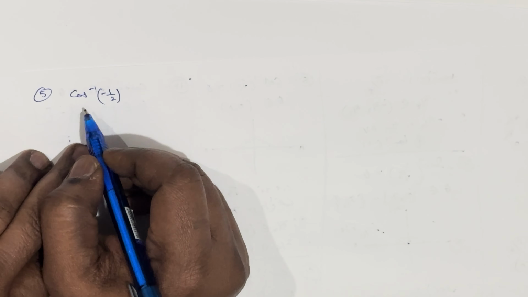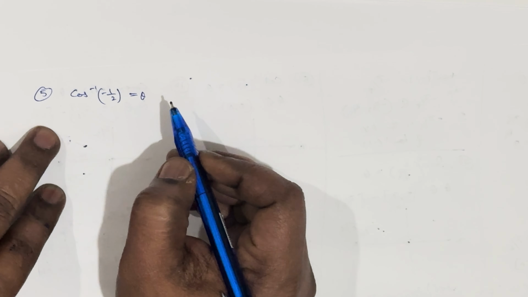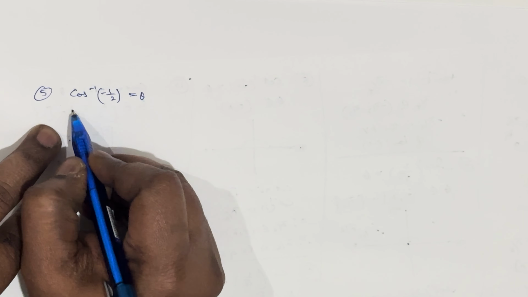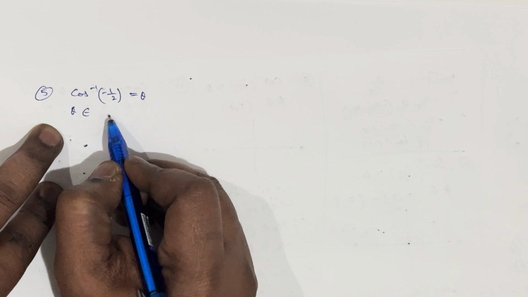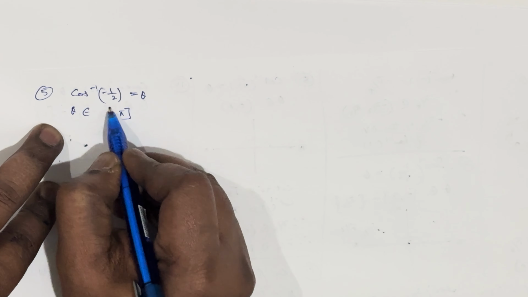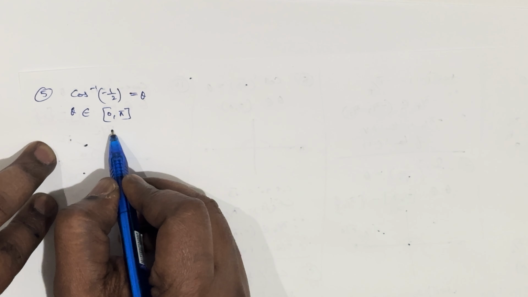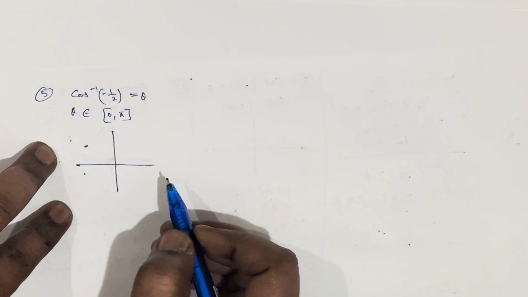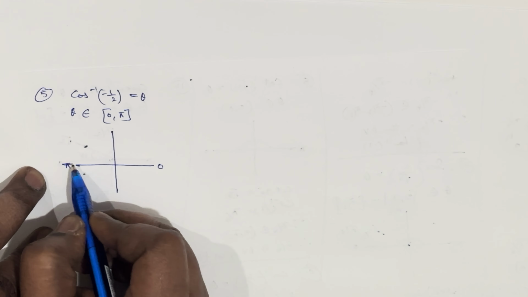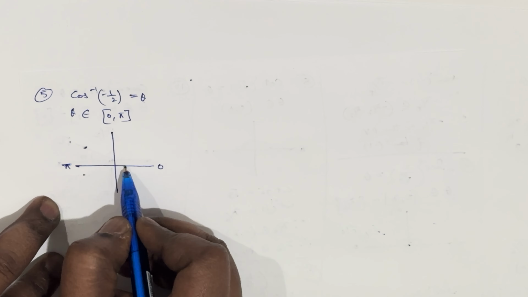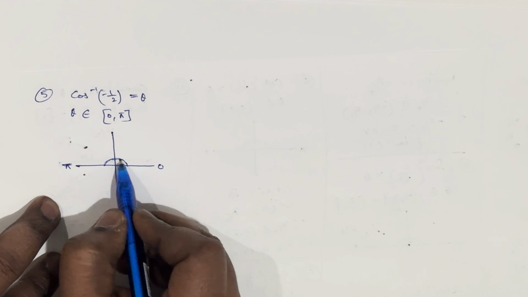Now we know that cos inverse negative 1 by 2 is some angle theta, and this angle theta must belong to its range, that is 0 to pi. So now when we look into the unit circle, we will see that this is 0 to pi, and the range of cos inverse will be 0 to pi. This will be the range where cos inverse exists.